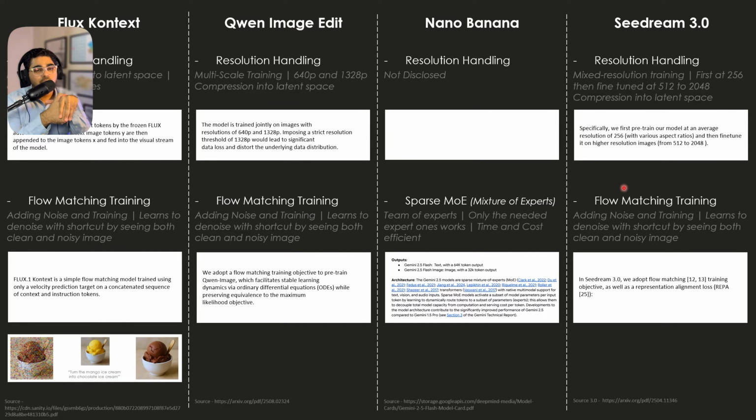Was for WAN 2.2, where it was using one expert for high noise to understand overall structure of the video, and the second expert for low noise, which was adding more details to it. NanoBanana doesn't really specify how they're going to call out the expert. They only say depending upon what the user used, that expert is going to come to have a model that is time and cost efficient. So that is the training process that has been used. Again, that's why I said almost everything is similar in my earlier conclusion.